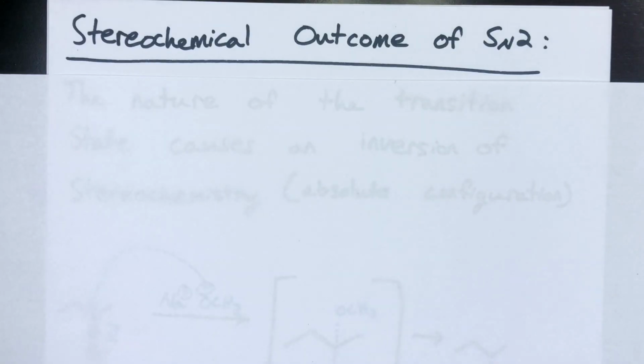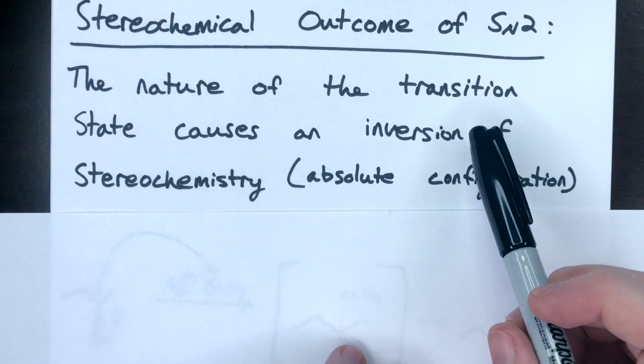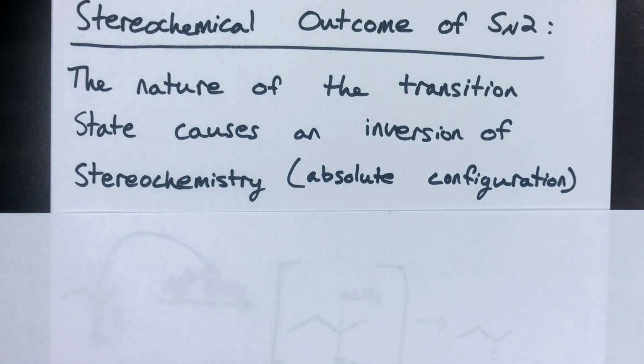All right, now there are specific stereochemical outcomes of SN2, as in all major types of reactions, that we'll look at in the substitution and elimination section here. And in SN2, the nature of the transition state causes an inversion of stereochemistry, which what we mean by that is the absolute configuration will invert.